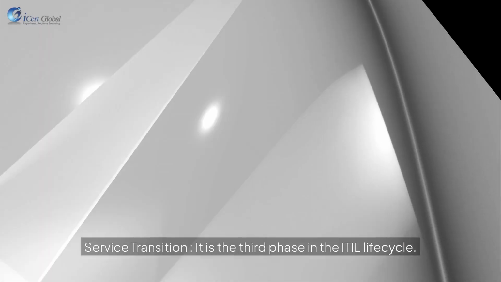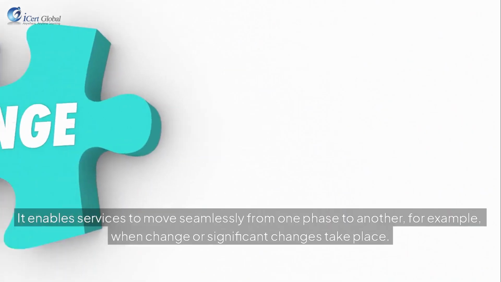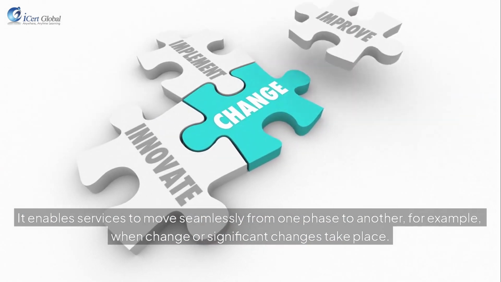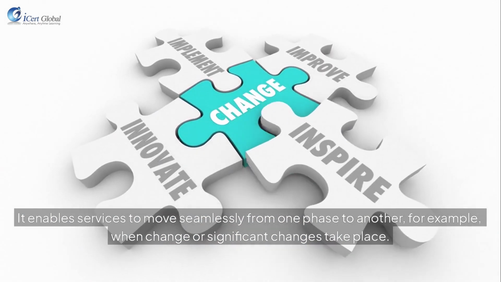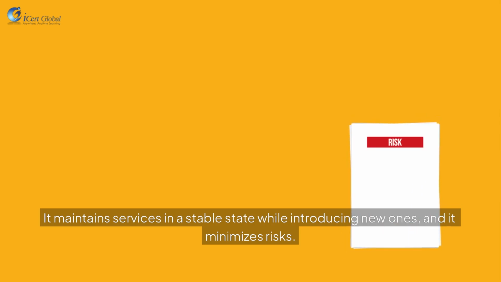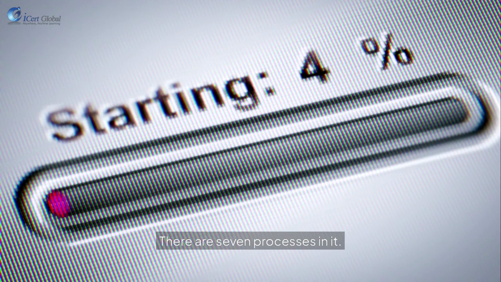Service transition. It is the third phase in the ITIL life cycle. It enables services to move seamlessly from one phase to another, for example, when change or significant changes take place. It maintains services in a stable state while introducing new ones, and it minimizes risks. There are 7 processes in it.